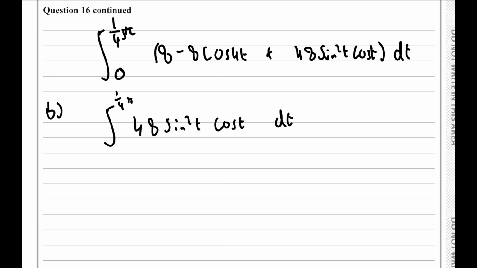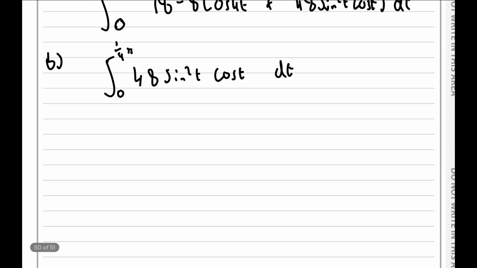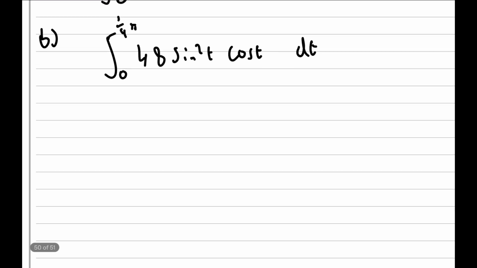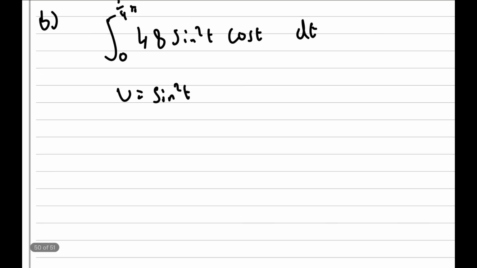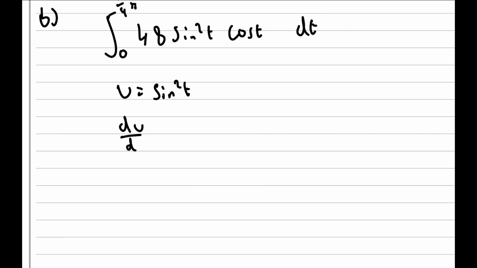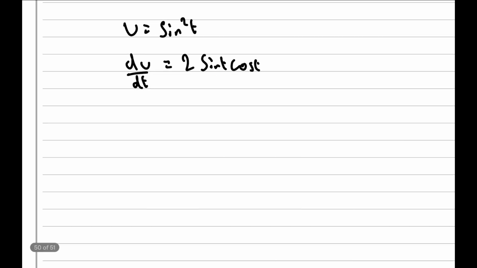1 over 4 pi remains the same and 0 is the exact same too. So this integral we're going to need to use u sub. So if we use u is equal to sine squared t and du over dt, what would that be equal to? Well, we just use the chain rule, right? So bring the power down and times by the derivative. So sine t cos t, right?